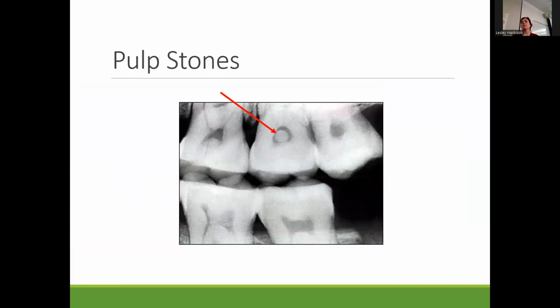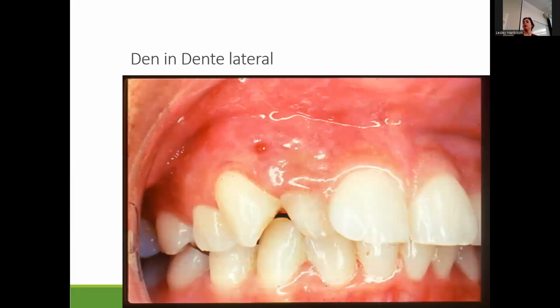Here is an example of a pulp stone. That tooth could be vital and not really have any problems unless something happens and they end up needing a root canal, and then that could be problematic. But that's what a pulp stone looks like.